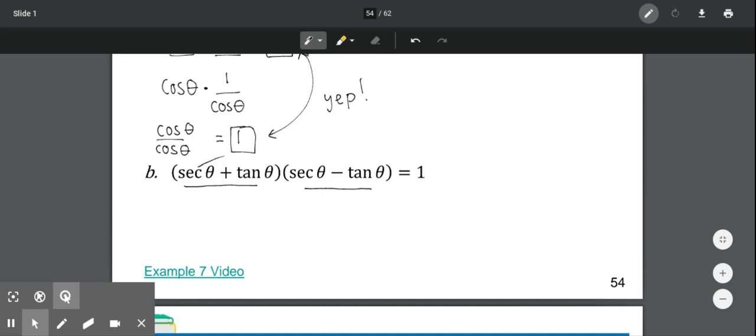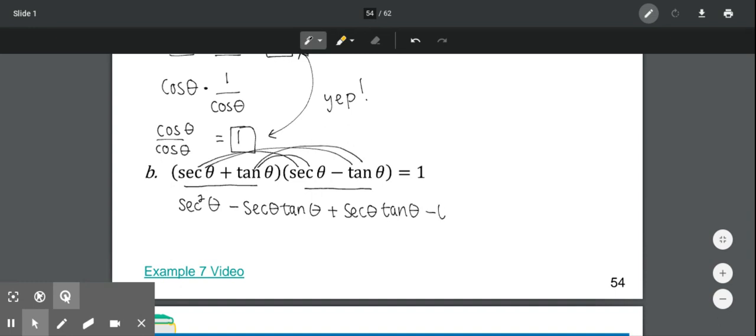So if we FOIL this out, we have secant and secant, so that's secant squared. Secant and negative tangent, so that's negative secant times tangent. And then we have tangent times secant, so then we have a positive secant times tangent. And then we have tangent and negative tangent, so we have a negative tangent squared theta. And again, we want that to somehow simplify down to be 1.